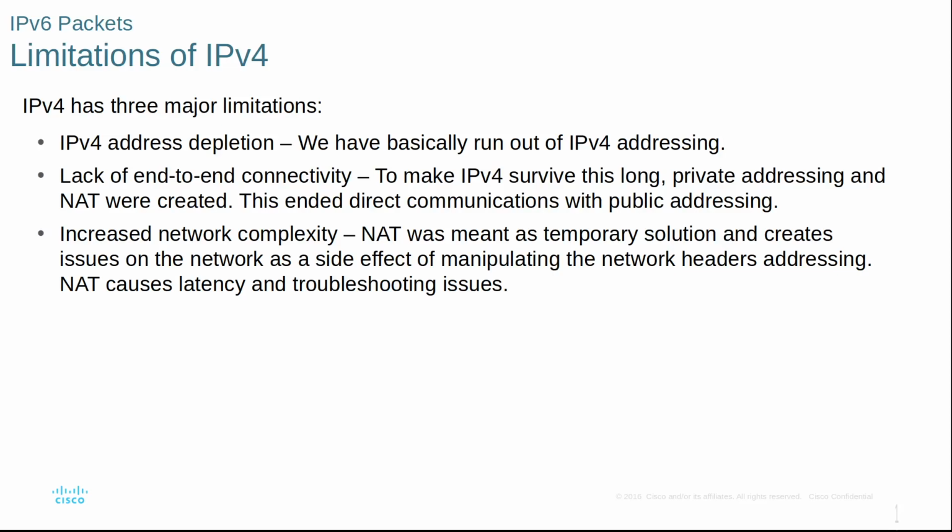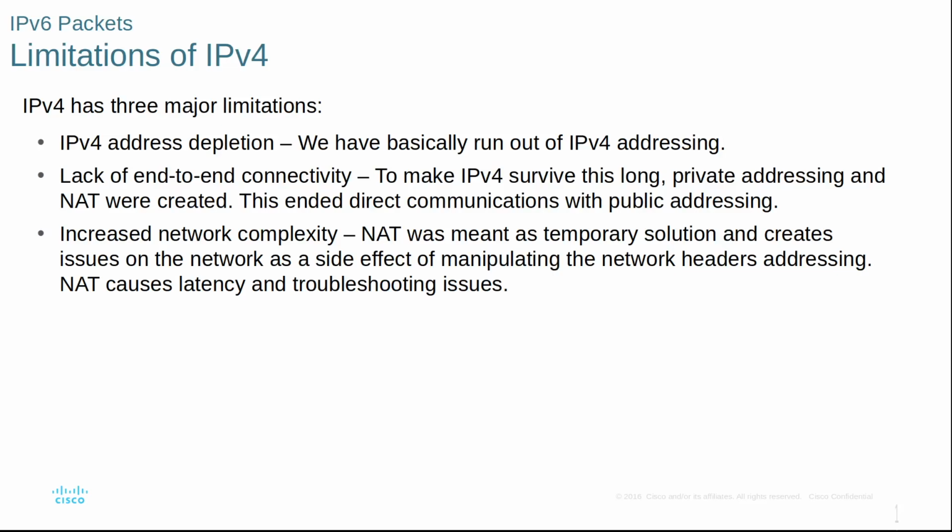IPv4 lacks end-to-end connectivity. You've got public and private addressing and NAT. That's how your home network works, right? You've got private IP addresses internally, and they're NATed at your router to a public address, so they get out on the internet, because those private IP addresses aren't routable on the internet.